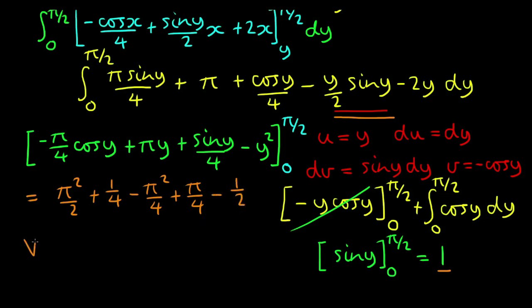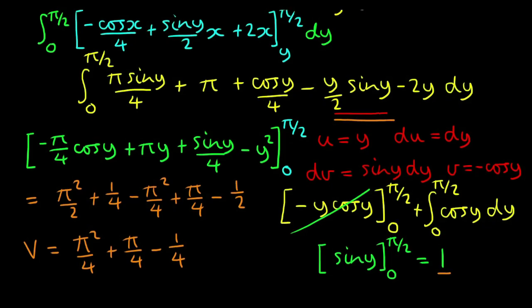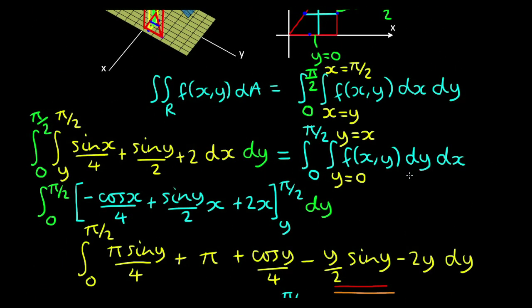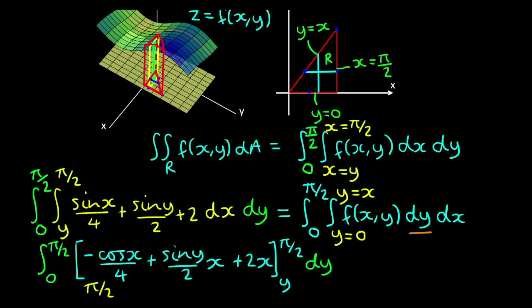So therefore the volume of our solid region is 2 pi squared on 4 minus pi squared on 4, which is pi squared on 4, plus pi on 4, plus a quarter minus 2 quarters is minus 1 quarter. And I encourage you to evaluate the integral with respect to y first, and you should get the exact same result, being the volume of this solid region.